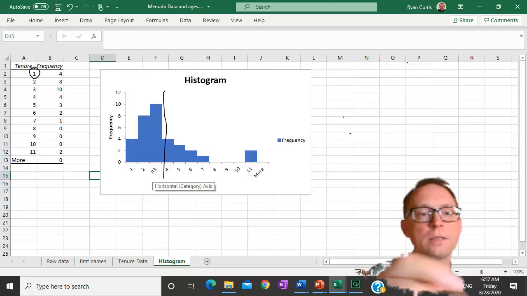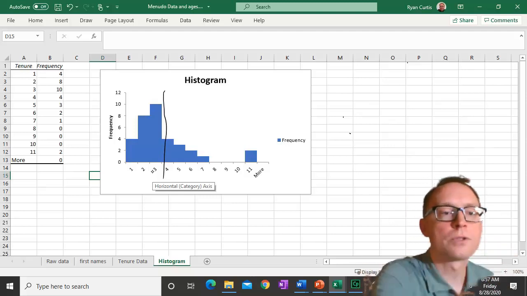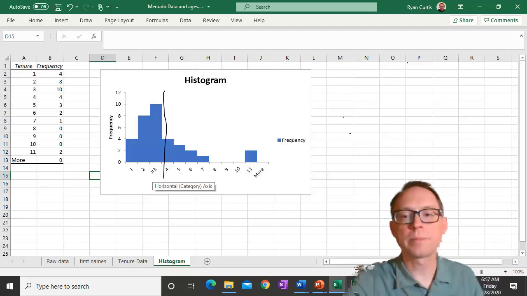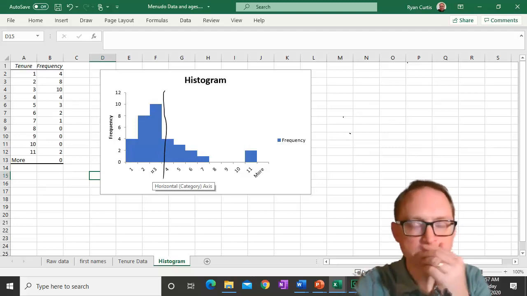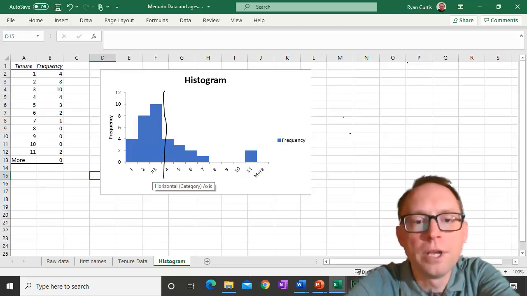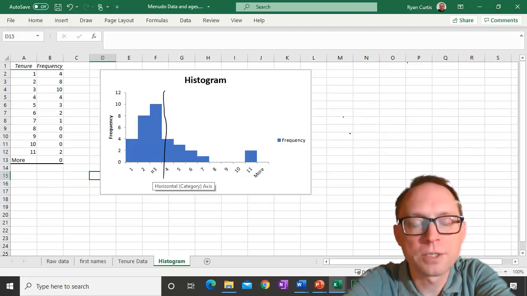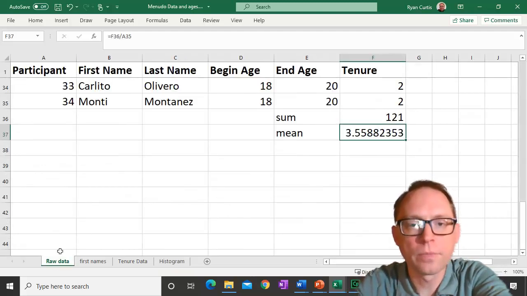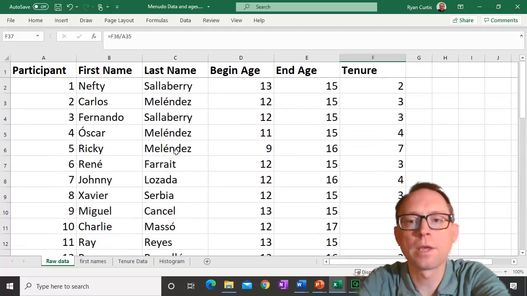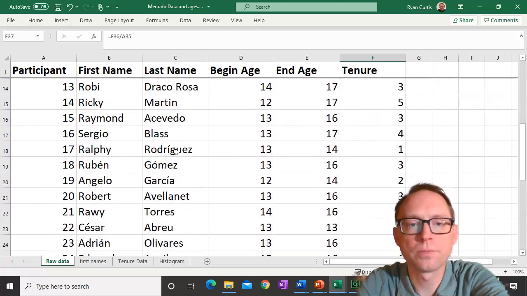Now the mean is 3.56. We've talked about that. We need to talk about deviation because deviation is really an important concept. This is the mean in this distribution, 3.56. We're going to look at the raw data again. Here are all the different scores.